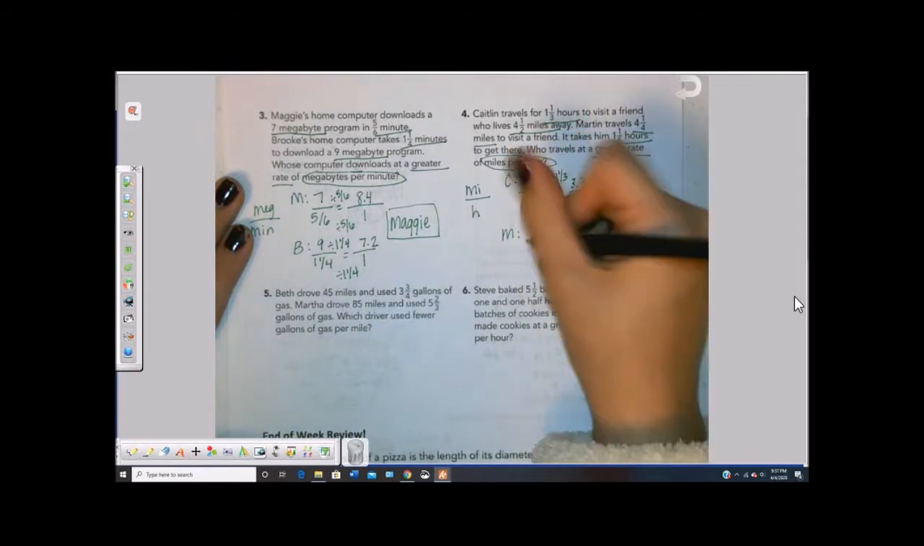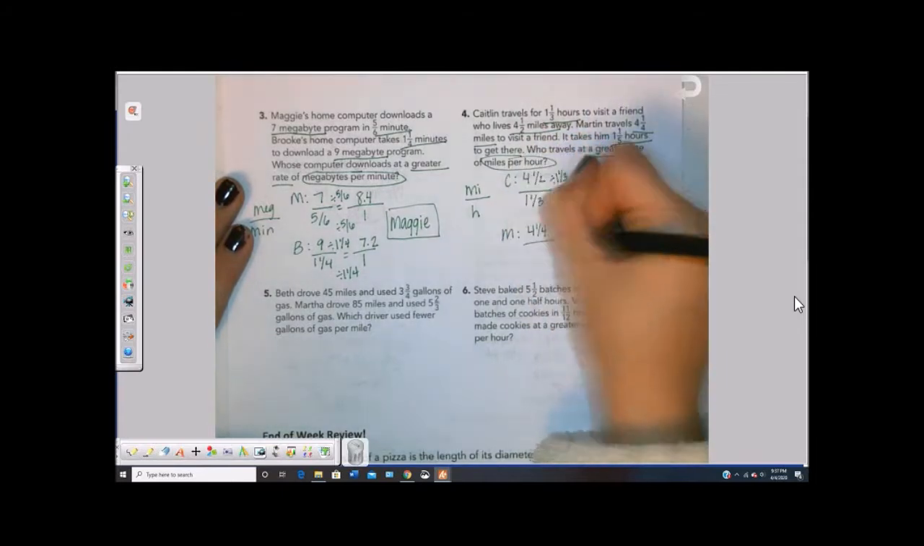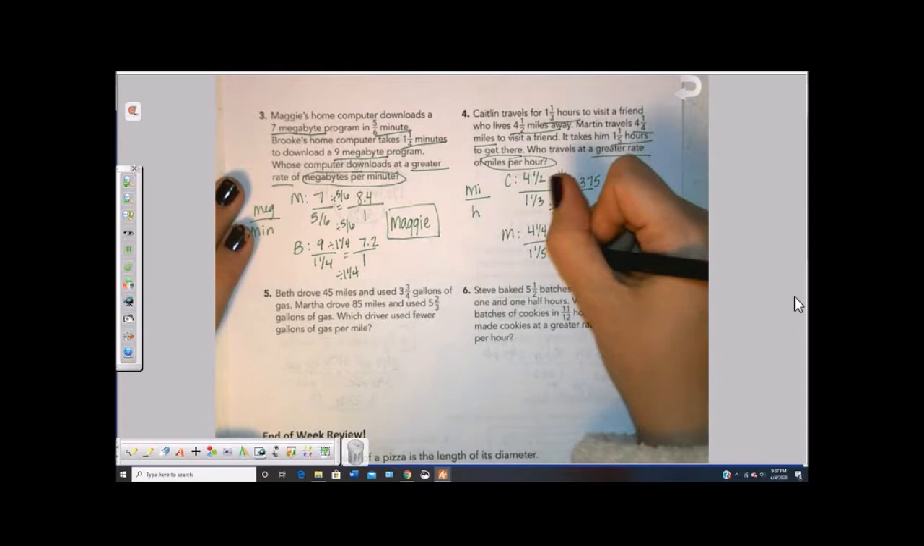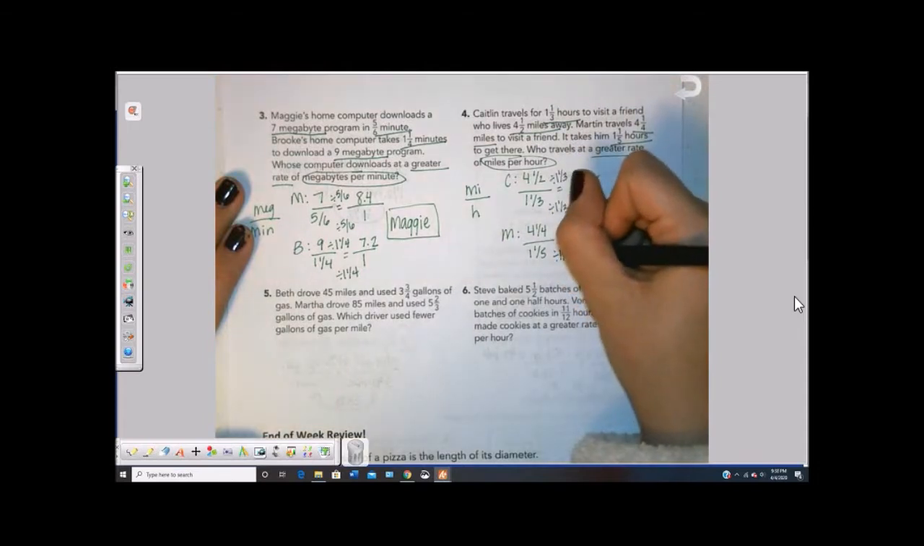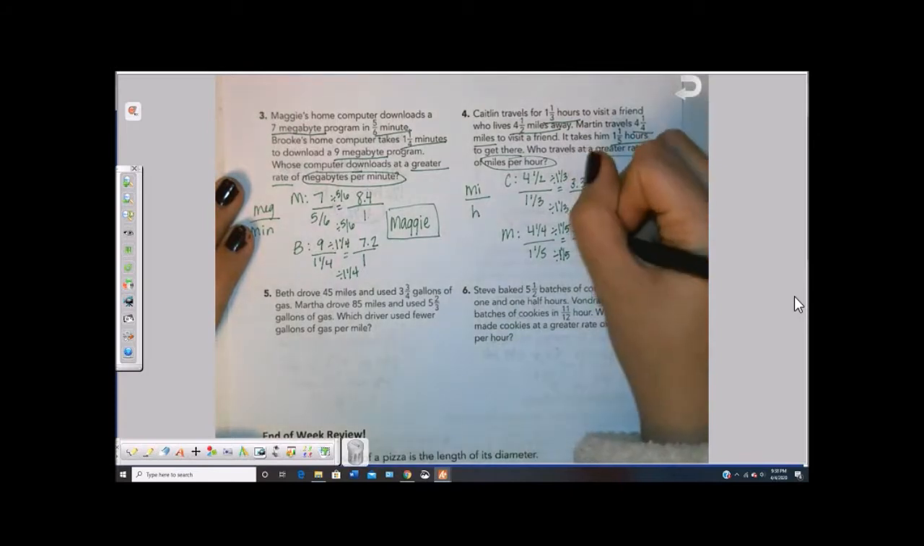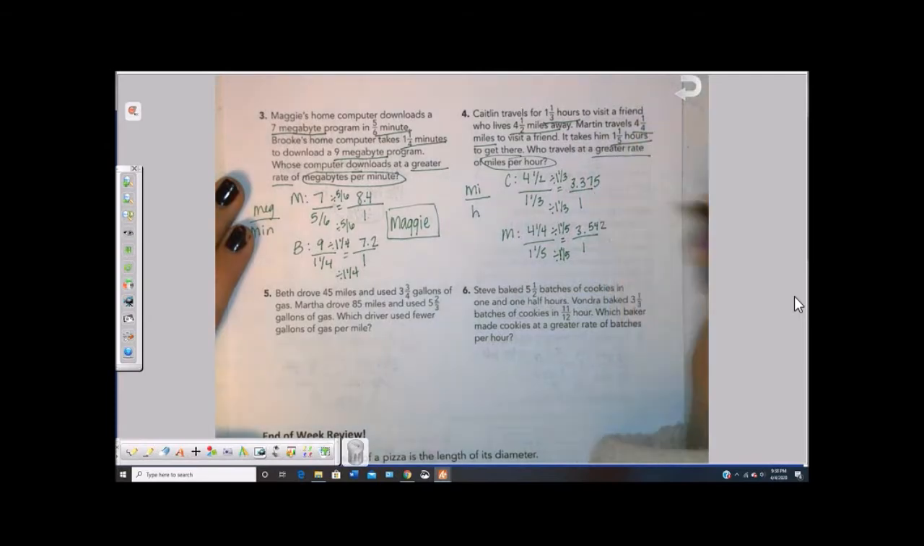Looking at Martin, we're going to have 4 1/4 over 1 1/5 equal to blank over 1. Dividing by 1 1/5 on top and bottom. When doing this, you get 3.542. So the question was, which has a greater rate? The answer would be Martin.